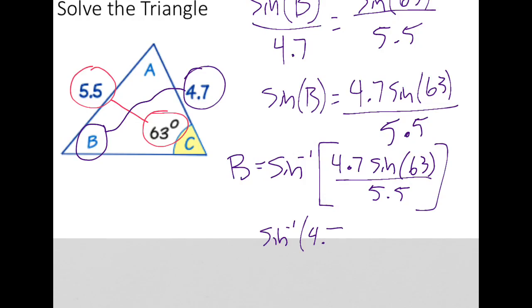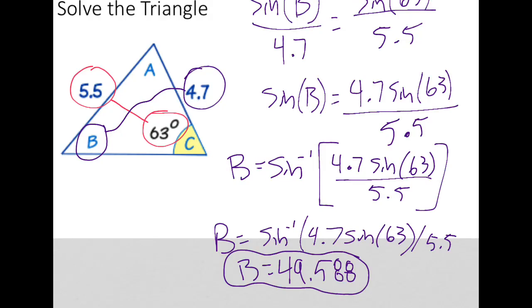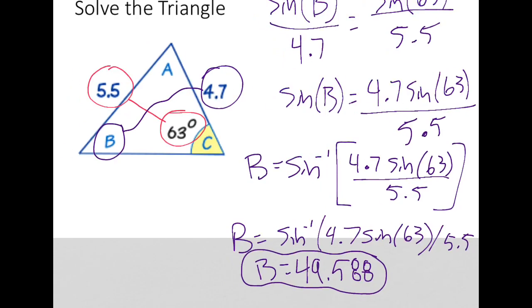I would type 4.7. I would hit the sine button. It gives you a parenthesis. Type your 63. You have to then close that parenthesis and then divide by 5.5. Enter it in exactly like that, and you will be happy. You should find that B is 49.588 degrees.